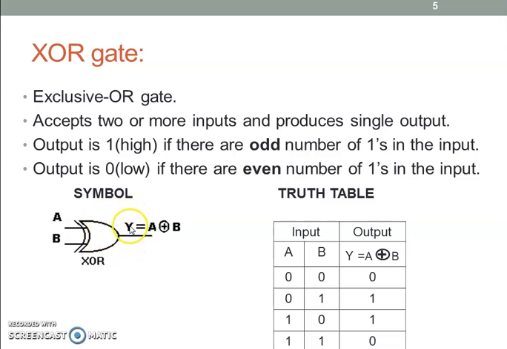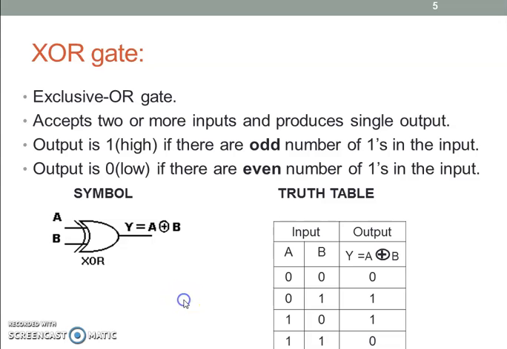This is the symbolic representation for the XOR gate. If A and B are the two inputs for the XOR gate, A plus within a circle followed by B is the output for the XOR gate.